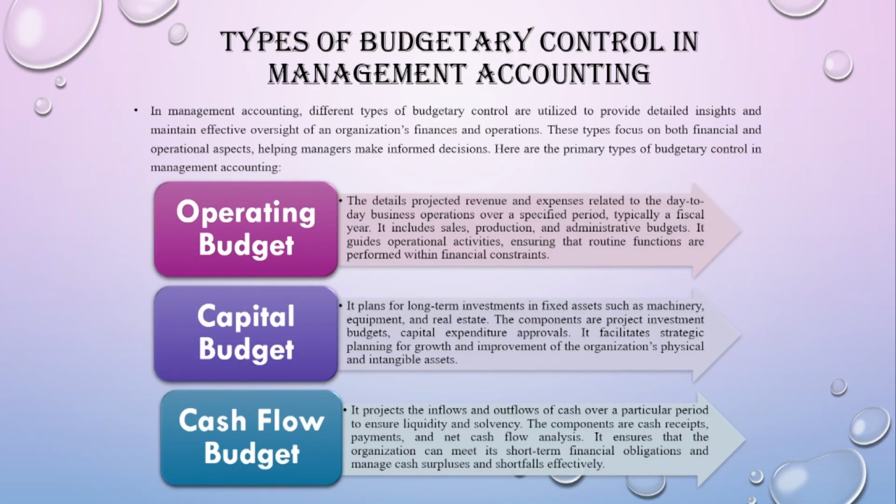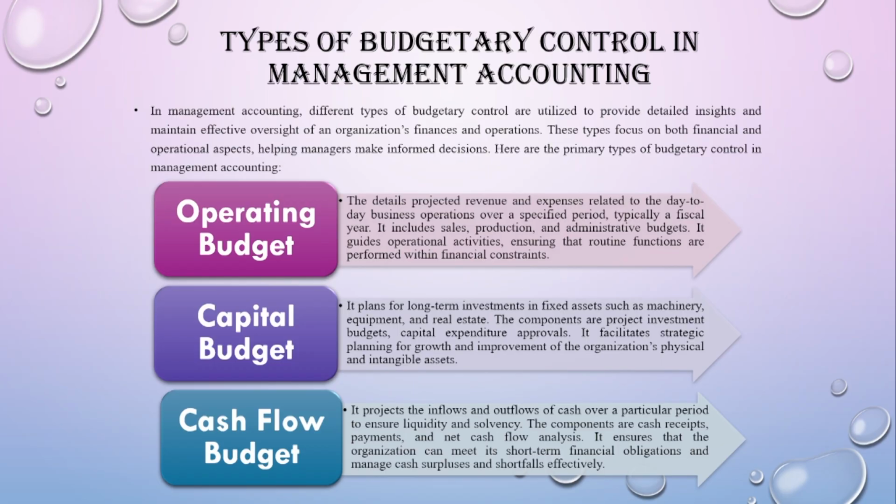First of all, the operating budget. It details projected revenue and expenses related to the day-to-day business operations over a specified period, typically a fiscal year. It includes sales, production, and administrative budgets. It guides operational activities, ensuring that routine functions are performed within financial constraints.